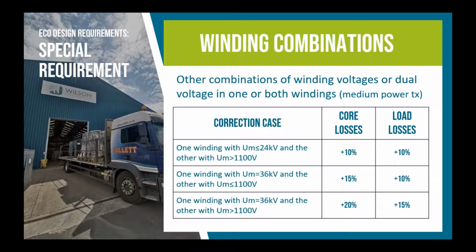I'm not going to dig into it, but the losses can be 10 to 20% more if the voltage ratio changes. Obviously, if you come to us asking for a specific transformer, like a special one, we will give you the right losses that you are required. You don't need to know that, but if you are a consultant specifying something, you might need to have a look at these.